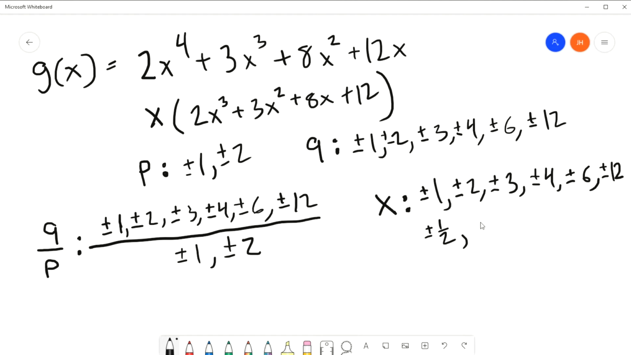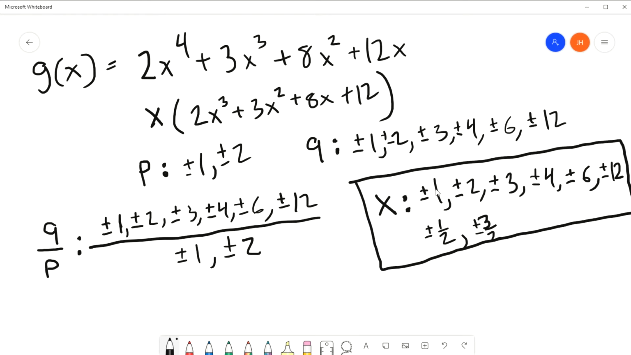3 over 2 is 3/2. 4 over 2 is 2, which I already have. 6 over 2 is 3, which I already have. 12 over 2 is 6, which I already have. So that means that my list of possible zeros, my list of possible x-intercepts for this function, are plus or minus 1, plus or minus 2, plus or minus 3, plus or minus 4, plus or minus 6, plus or minus 12, plus or minus 1/2, and plus or minus 3/2.